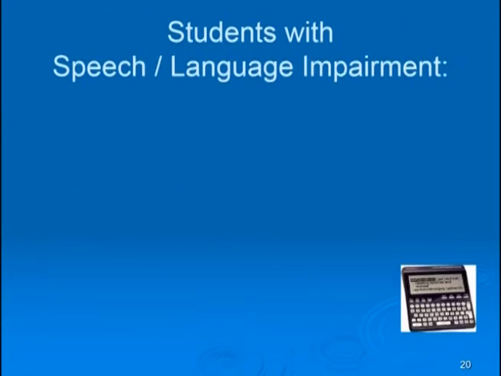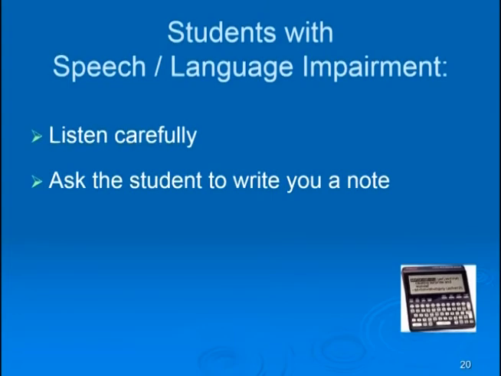How do you communicate with students with speech and language impairments? Listen carefully. Students with speech and language impairments know what they want to say, they just have a hard time trying to get it out. If you will take the time to talk to them and get to know them, you'll be able to understand them. Ask the student to write you a note. Just because the student has a problem with speech or language doesn't mean that they can't communicate. Try asking them to write it down. Even if they don't spell everything correctly, you can probably understand what they mean.